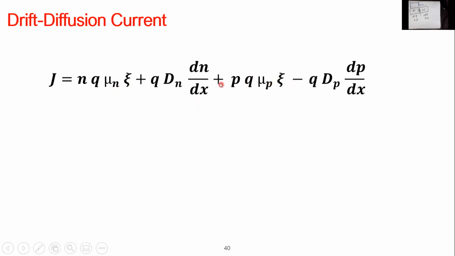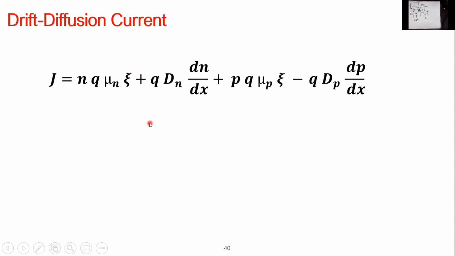But drift current only occurs when there is an eta. If eta is equal to 0, then this term will not be in the equation. The other 2 terms are the diffusion. One for electrons, represented by dN by dx, and the other is dP by dx. That's why this one is for electron, one for hole. Again, for hole we have a negative sign, but for electron we don't have this negative sign.